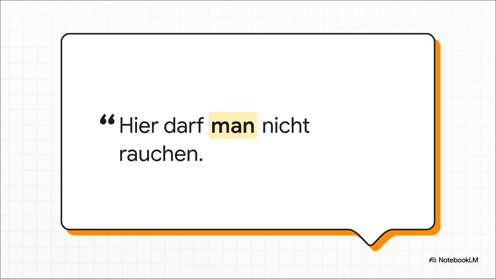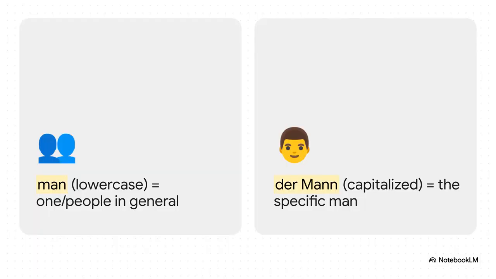Okay, check out this example. Hier darf man nicht rauchen. That means one may not smoke here, or you may not smoke here. See that verb, darf? That perfectly shows our first rule. It's the third-person singular form, just like you'd say er darf. Simple, right? Now, this is a super important point, maybe the most common mix-up. Look closely. Man, with a lowercase m, means one or people in general. But der Mann, with a capital M, that means the man, a specific person. One little capital letter changes the whole meaning, so definitely watch out for that.